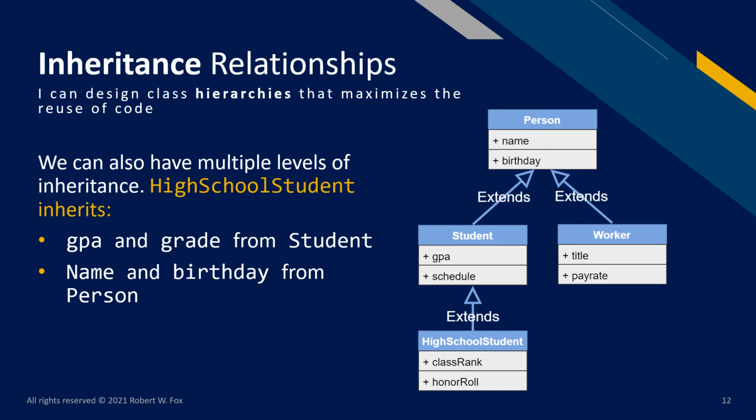And it looks like HighSchoolStudent only has 2 instance variables, class rank and honor roll, but it also has a GPA and a schedule that are inherited from Student, and a name and a birthday that are inherited from Person. So when I go to write this HighSchoolStudent class, I'm only working with 2 variables, but I'm actually inheriting 4 more and possibly 8 setter and getter methods that go along with them. Hopefully now you're starting to get the idea of how much code you can save using inheritance.